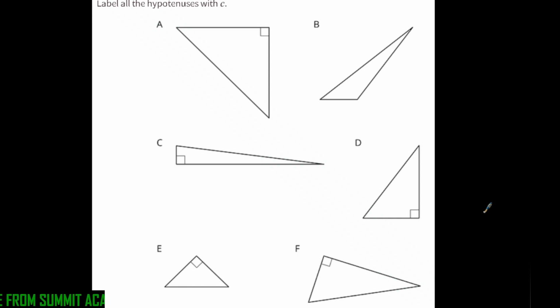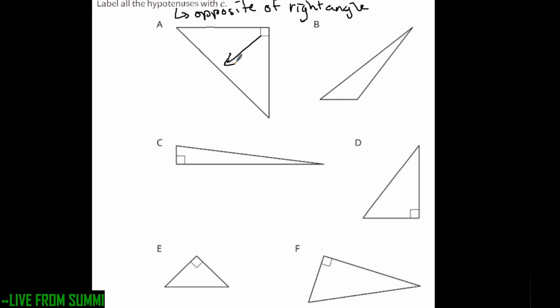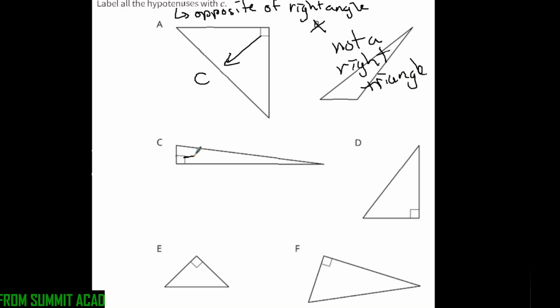For the next part, for number 2, it says label all of the hypotenuses with a C. So again, make sure it is always opposite of the right angle. So in this first one, I could say, hey, across from it is C. However, in B, I know this is not a right triangle, so I can't label it a hypotenuse. For C, you can say it's across from it. For D, across from the right angle.